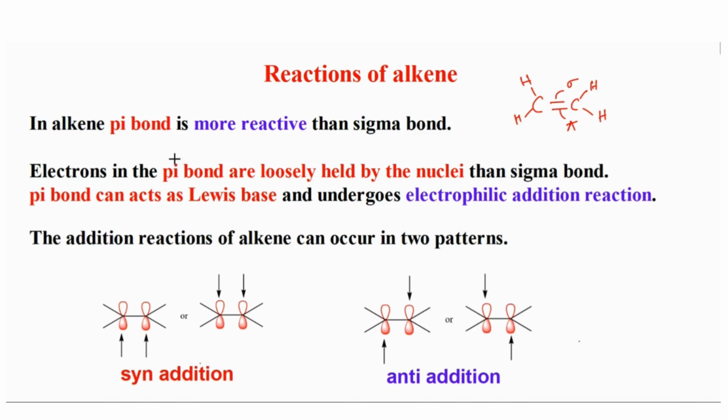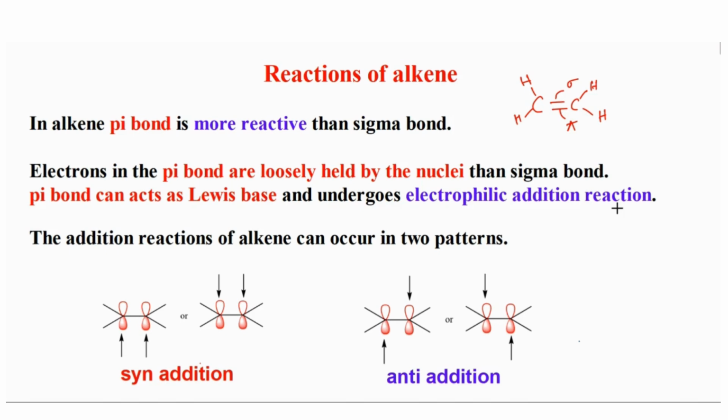Please remember that the pi bond is comparatively more reactive than the sigma bond, because it is loosely connected to the nuclei. That's why the pi electrons act as a Lewis base. As a result, it undergoes electrophilic addition reactions. Okay, now we understood that alkene compounds can undergo electrophilic addition reaction.